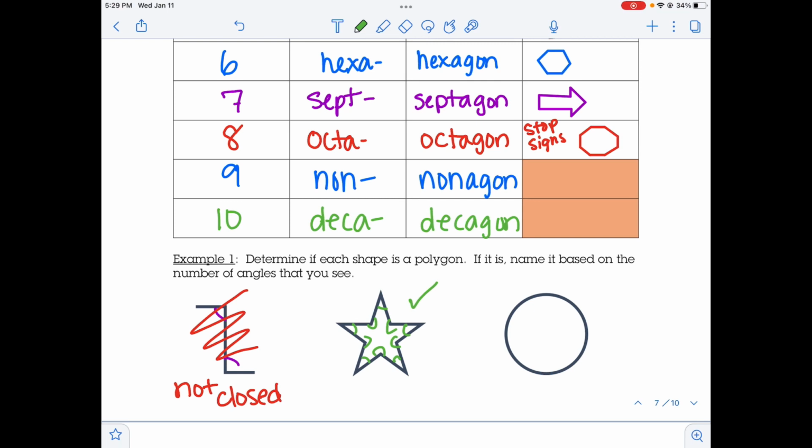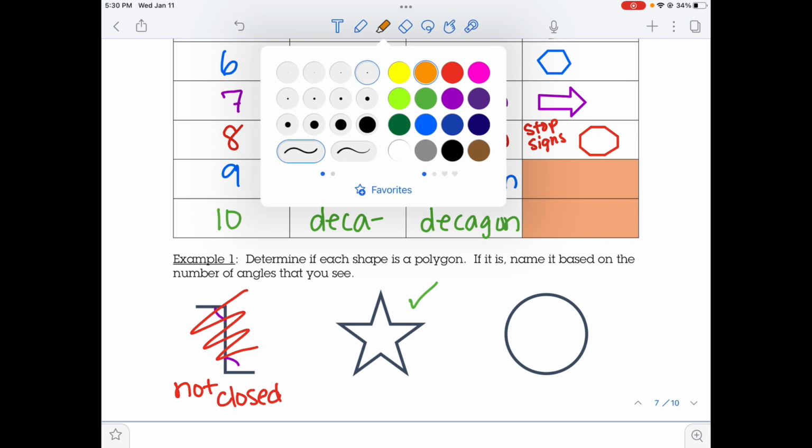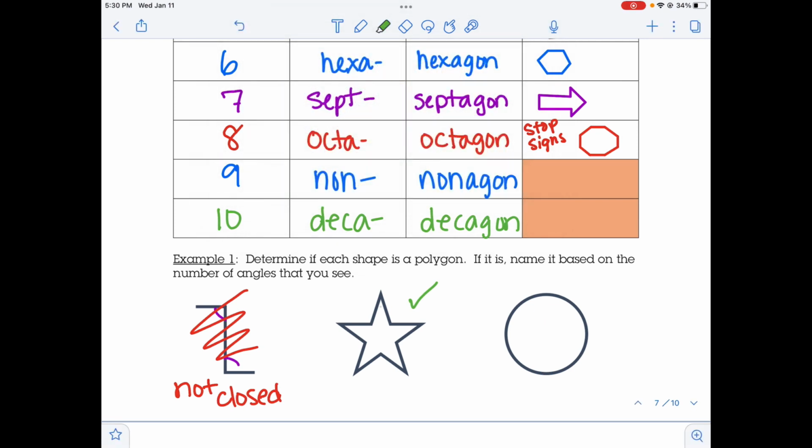Now if we're going to check and see what we would call this polygon, we can count the angles. If you were following along with my little half circles, they were a little weird. It was hard to see them. So let's try this. There's one angle there. There's an angle. There's an angle. That's 4, 5, 6, 7, 8, 9, 10. So there's 10 angles here.